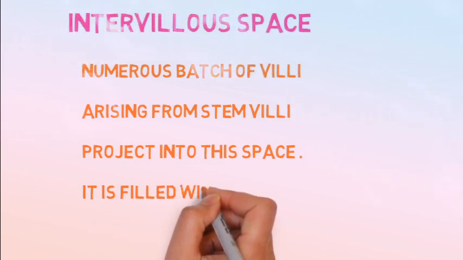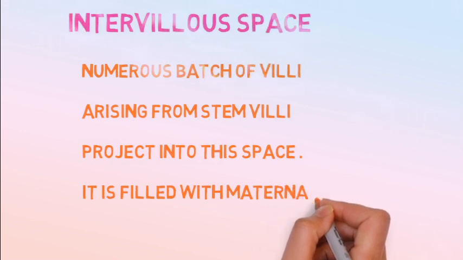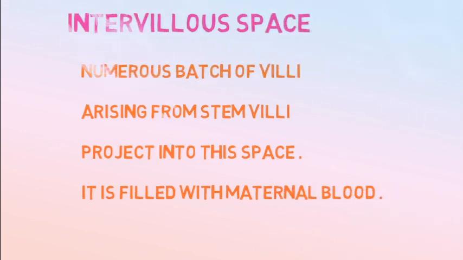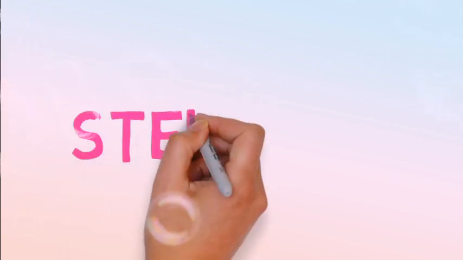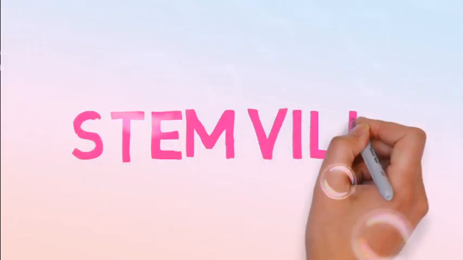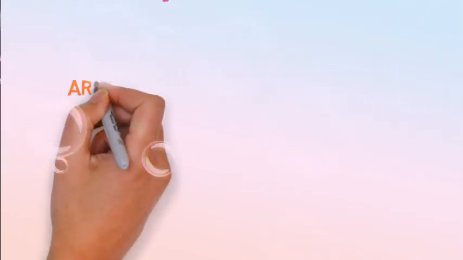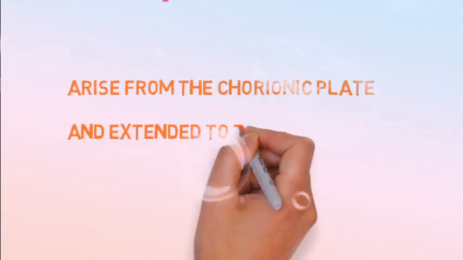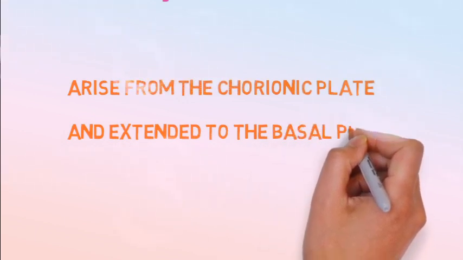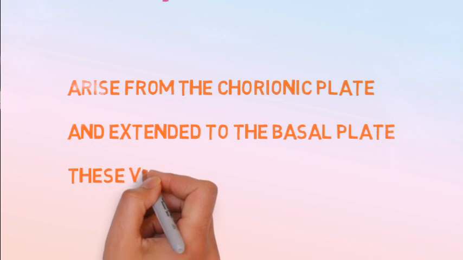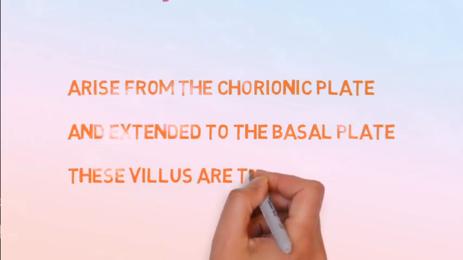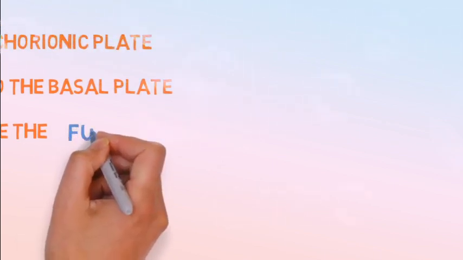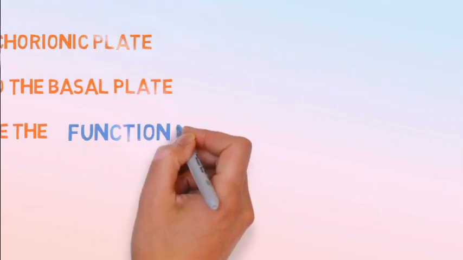Next we are going to discuss the stem villi. So what is stem villi? The stem villi is nothing but the functional unit of the placenta. It arises from the chorionic plate. When we were discussing the chorionic plate, I told you the villi arise from this plate. Yeah, the stem villi arise from the chorionic plate. And these villi are the functional unit of the placenta. This villus extends towards the basal plate. So we can see the villus in both the chorionic and the basal plate, but it arises from the chorionic plate. So that's all about the stem villi.